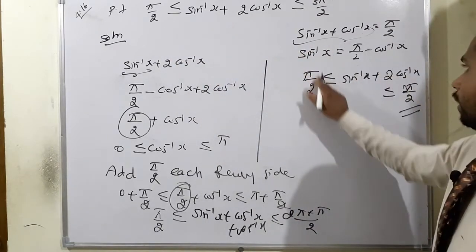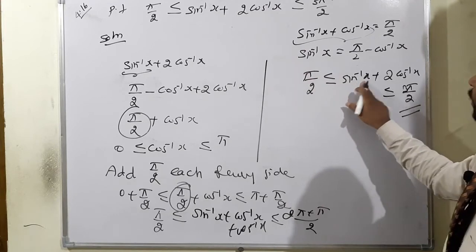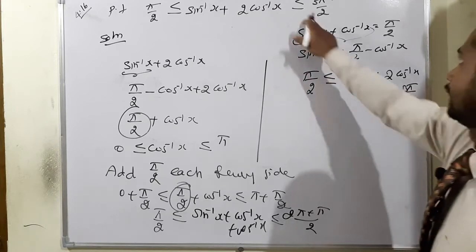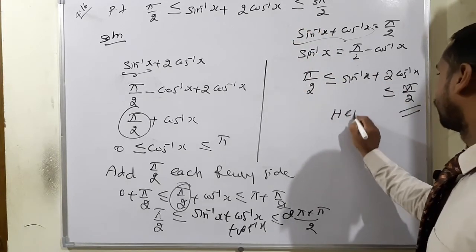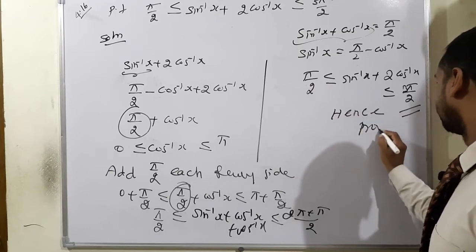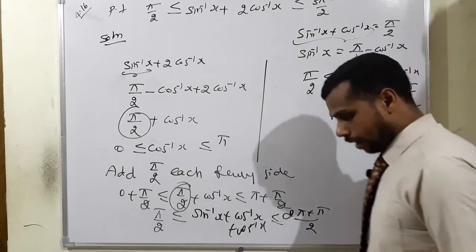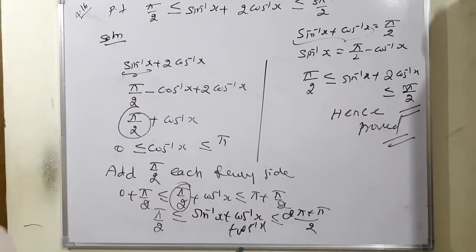Look, pi by 2 is less than or equal to sine inverse x plus 2 cos inverse x, which is less than or equal to 3 pi by 2. Therefore, hence proved. Okay, I will continue with the next example.